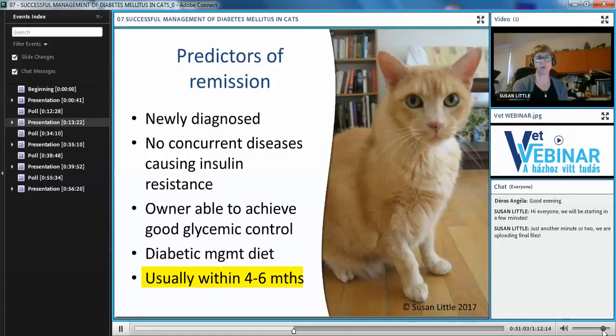And if it's going to happen, if these cats are going to go into remission and get off insulin, it typically happens within the first 4 to 6 months after diagnosis. So we do occasionally see cats that go off of insulin later than that, at a year or 2 years. It's just less common. It's most likely to happen within the first 4 to 6 months. And I always warn owners that cats that go off insulin, I really still consider them diabetic. They're just not insulin dependent.